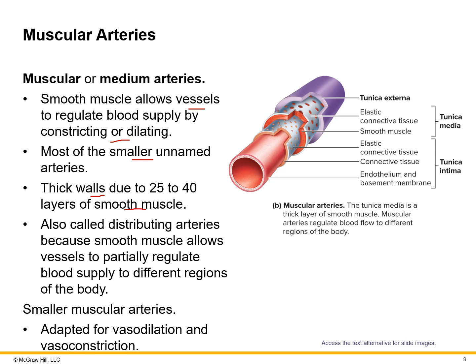They have lots of smooth muscle. But again, they're smaller in diameter. So these are also called distributing arteries because that smooth muscle allows the vessel to partially regulate the blood supply. And again, these are going to be smaller arteries that are adapted for vasodilation and vasoconstriction.